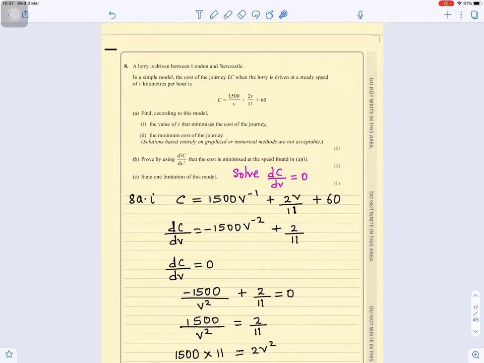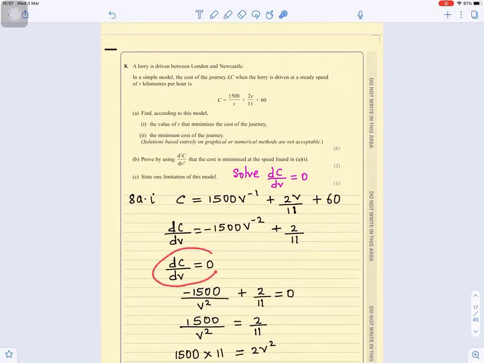So we write C as 1,500, take the V to the top. It becomes V to the minus 1, plus 2V over 11, plus 60. We differentiate dC over dV, because it is C with respect to V, the differential of the cost with respect to V. So you differentiate V to the minus 1. Minus 1 comes to the front, so it's times minus 1, subtract 1. So it comes minus 1,500 V to the minus 2, plus differential of 2 over 11 V is just 2 over 11. Differential of 60 is 0.